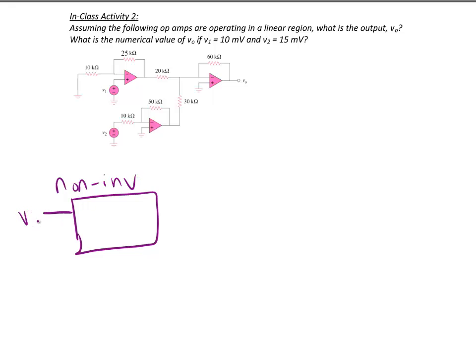The input is going to be V1, and in this box I'm going to put the gain. Remember, for a non-inverting amplifier, the gain is 1 plus RF over R1, where RF is 25 kilo ohms and R1 is 10 kilo ohms. So the gain for that one is 1 plus 25 over 10, which is 3.5. And I'll call the output of that op-amp VA.